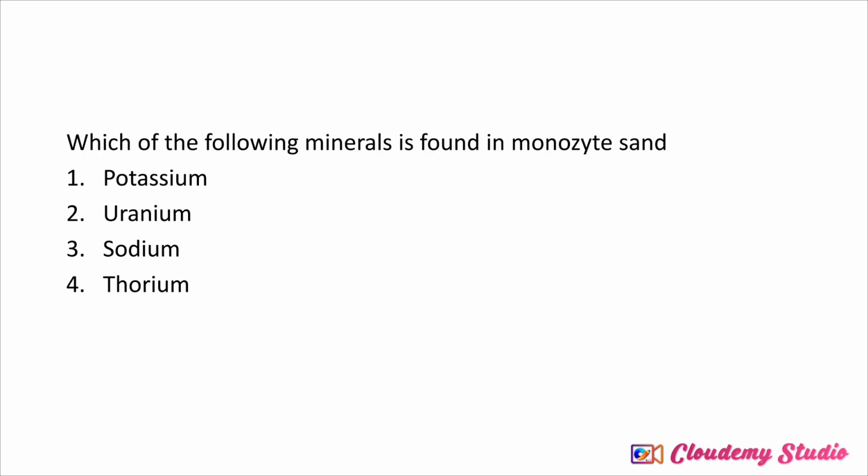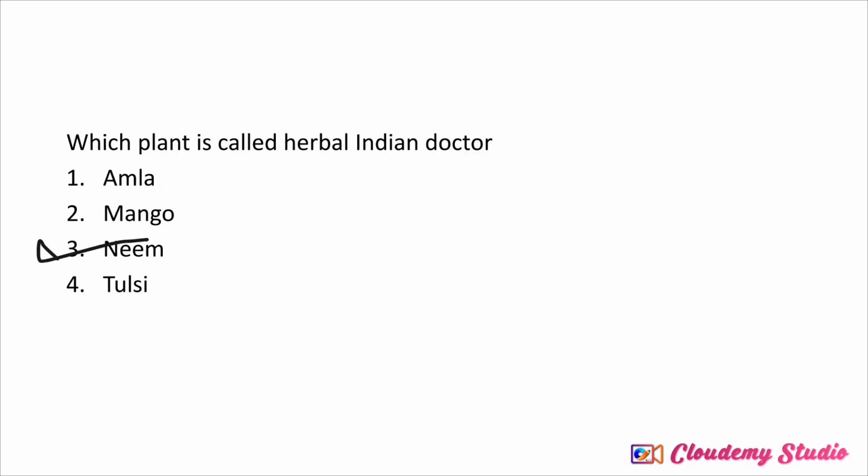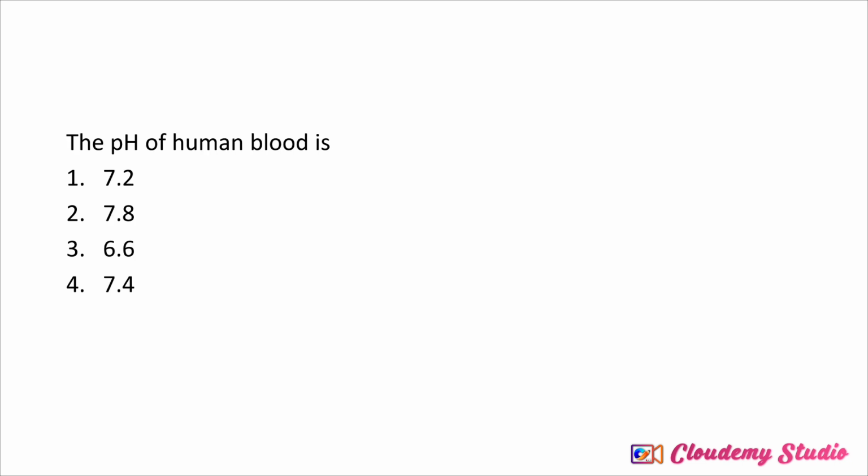Which of the following minerals is found in monazite sand? Potassium, uranium, sodium, thorium. Of course, thorium. In coriander, the useful parts: roots and leaves, leaves and flowers, leaves and dry fruits, flowers and dry fruits. That is leaves and dry fruits. Which plant is called the herbal Indian doctor? Amla, mango, neem, tulsi. Of course, amla. The pH of human blood: 7.2, 7.8, 6.6, 7.4. That is 7.4.